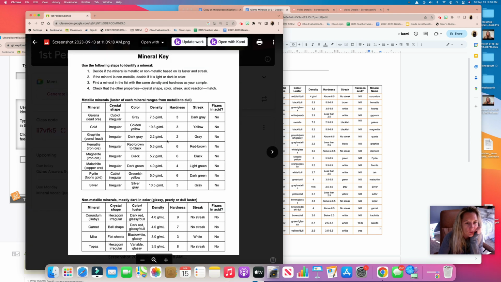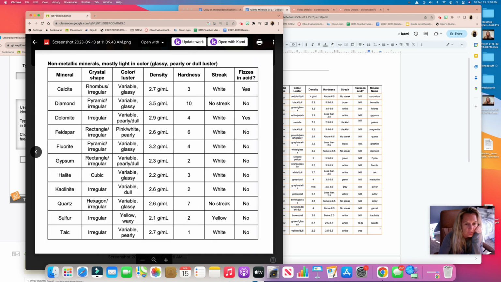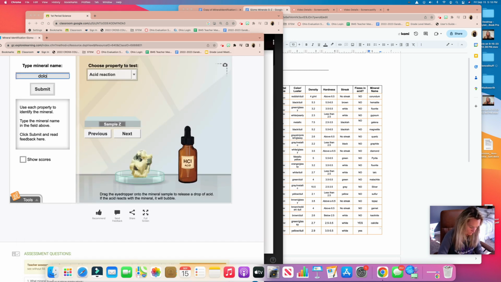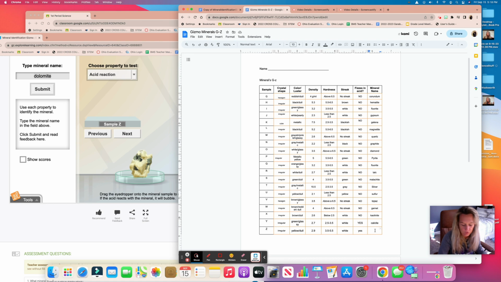So let's take a look. We could almost just look for any that react with acid. The only other one is dolomite. Let's check 2.9 density. Hardness of 4 definitely fits in there. So let's try dolomite. And check it. We are correct. All right, so now we have this entire chart filled out.